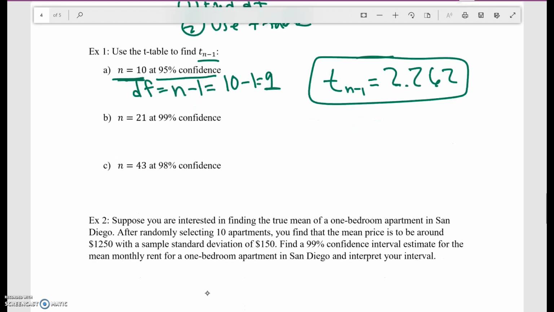Okay, so now let's do the next two. Now we want to figure out what t_{n-1} is going to be when n equals 21 at a 99% confidence. First, let's find degrees of freedom. Take n minus 1, so 21 minus 1 gives me 20. So what is t_{n-1}? We're going to look for 20 at a 99% confidence.